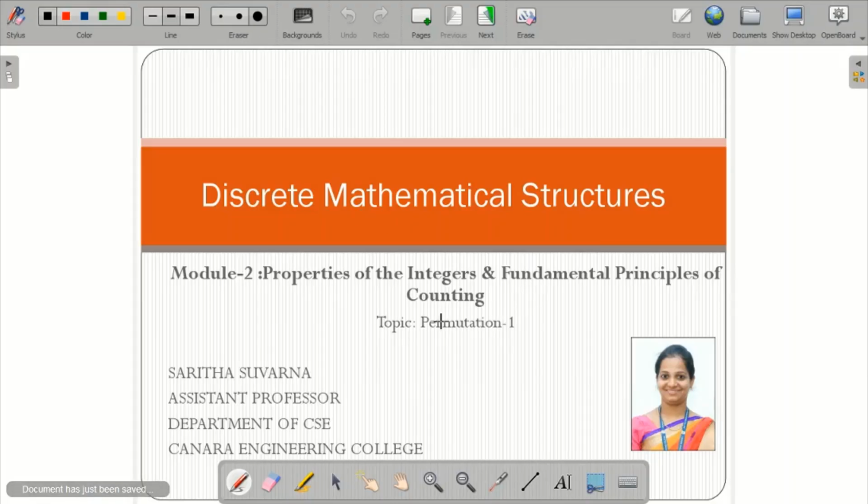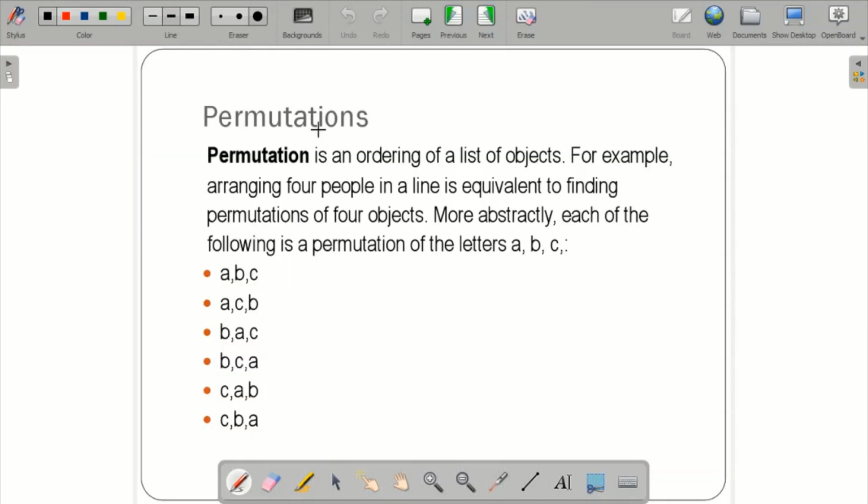Good morning students. The next topic is permutation under the concept of fundamental principles of counting. So let us see the definition of permutation. Permutation is nothing but an ordering of a list of objects. So it is nothing but an arrangement. The meaning of permutation is nothing but the arrangement.